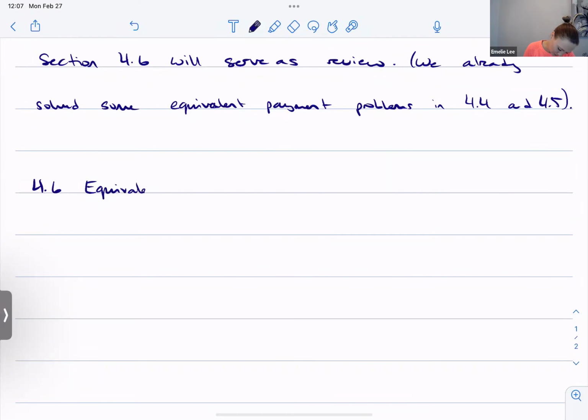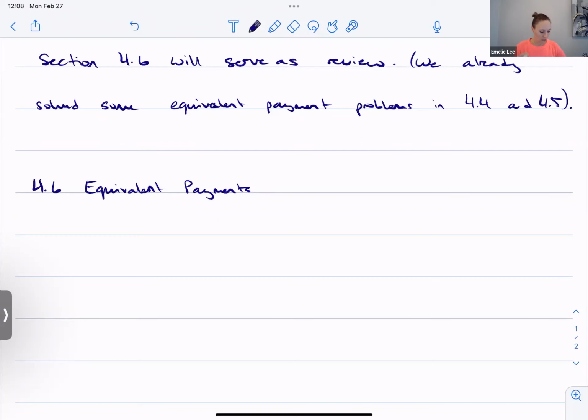All right, so equivalent payments. Equivalent payments are two payments that are the same over time. And we've seen that before, where if I invest $950 today and I wait a year, I might have $1,000. And so that's the time value of money.